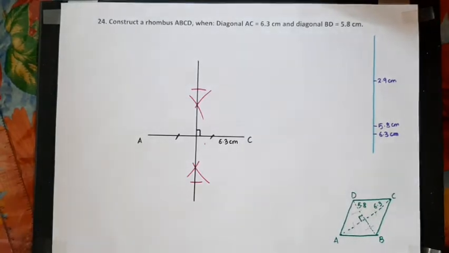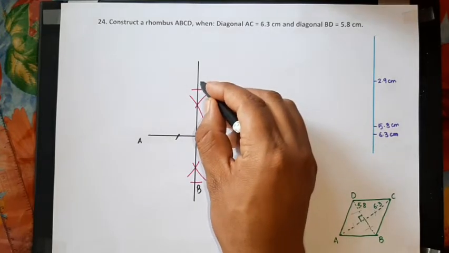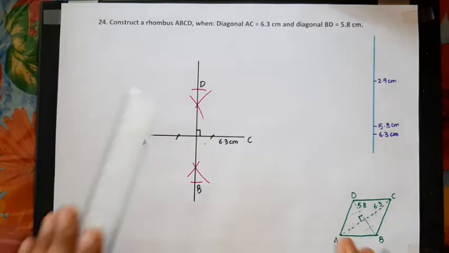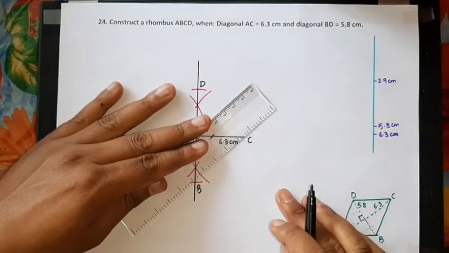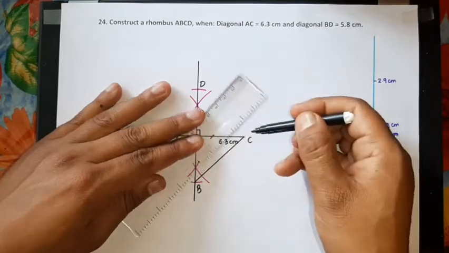Okay, so this point will be my point B, and let me write this point to be my point D. And at last, let me join all the points. Okay, so I have joined it.